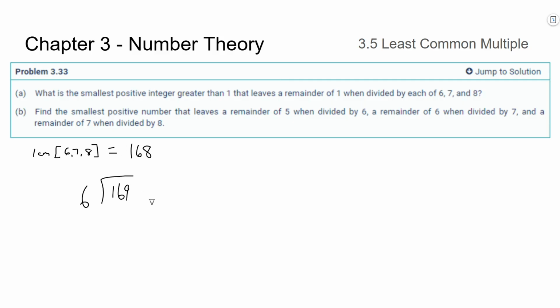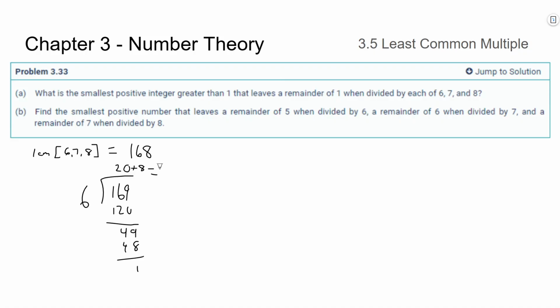Well, if we know 168 would go in evenly, and what would that be? Just for fun, let's see. 6 would go into 16 2 times. So let's say 12. This would leave us with 49. So we know 48, 6 times 8 would be 48, and that would give us a remainder of 1, which is what we're looking for.